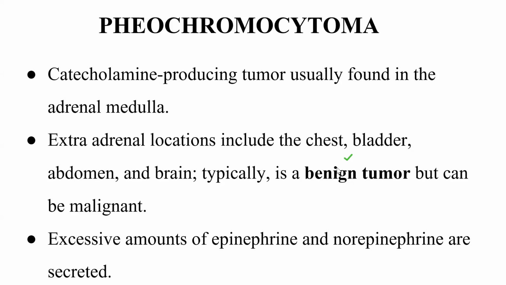There can also be an extra-adrenal location, although it's found outside, so sometimes in other parts of the body, such as the chest, the bladder, the abdomen, the brain. Typically it is a benign tumor. That is, it is restricted to that location. Benign, it cannot metastasize, but it can be malignant. Sometimes it's not disturbing, but sometimes it could become a malignancy. That is, it can become cancerous. Benign simply means it can just be at its own place, okay?